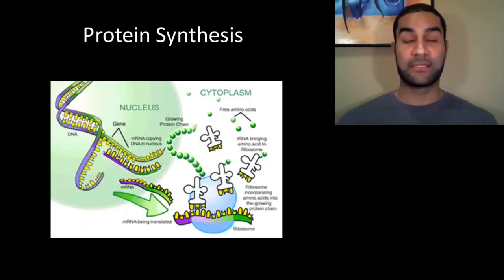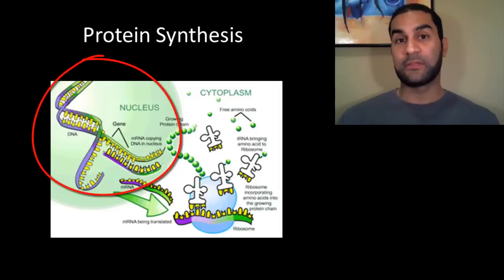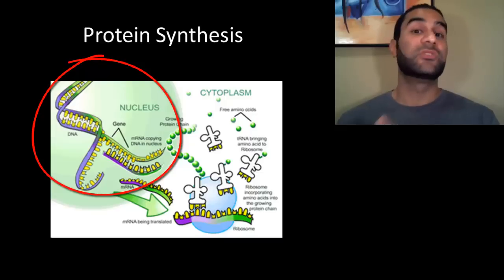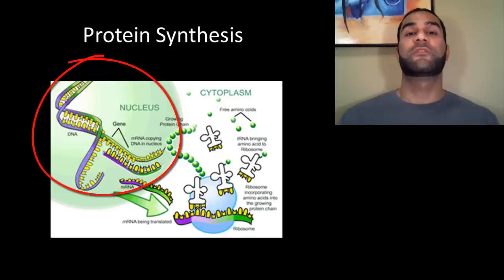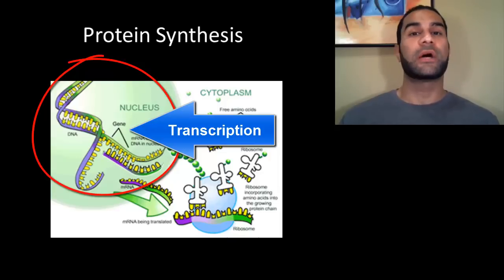So the whole process pretty much takes place in one of two locations. In the nucleus, the focus is going to be on getting that messenger RNA made from the DNA. The first part in the nucleus is known as transcription. To transcribe something literally means to make a copy. So transcription is the whole process of making that mRNA copy from the DNA.